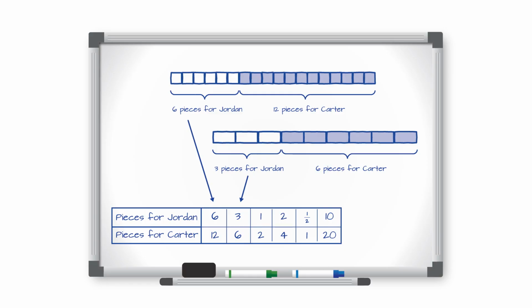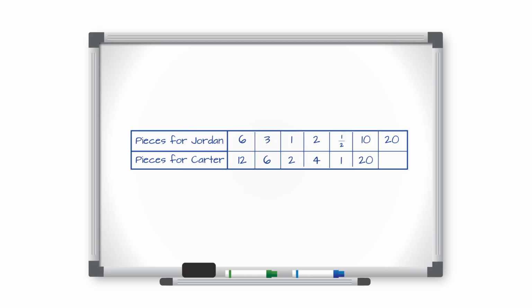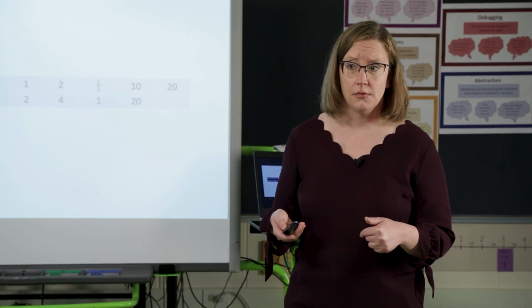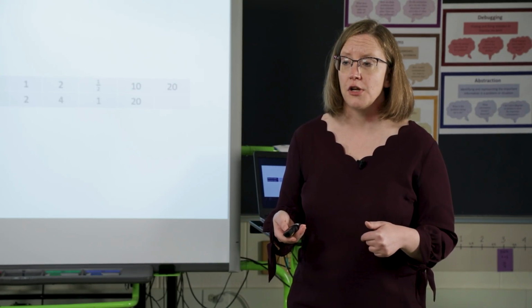So let's think about that. Let's add another equivalent ratio in a new column. So if Jordan got 20 pieces of chocolate, how many would Carter get? 40? I'm hearing 40. Why 40?